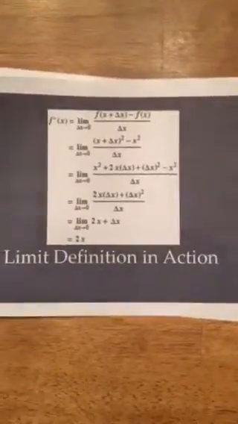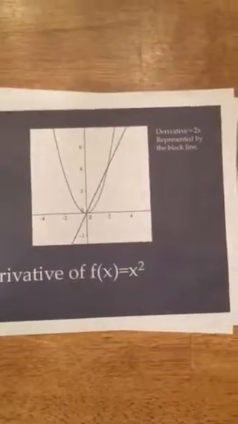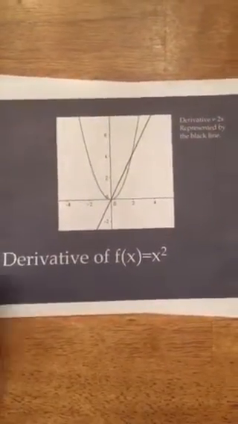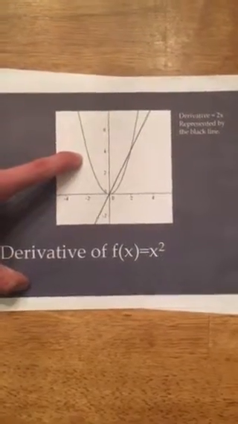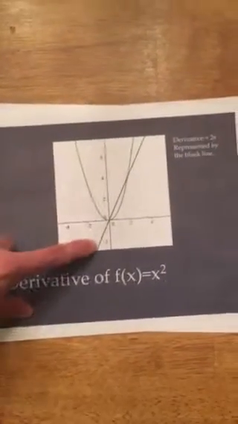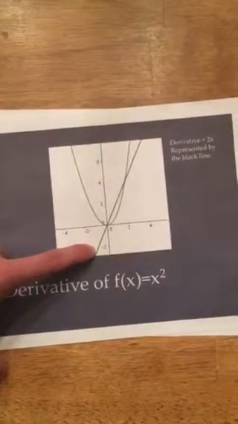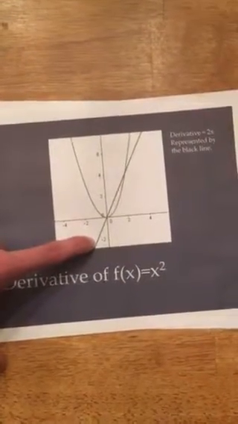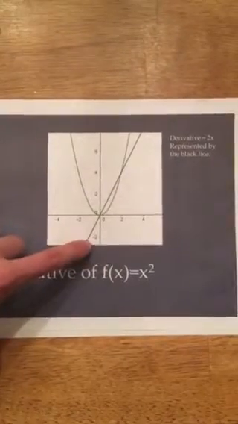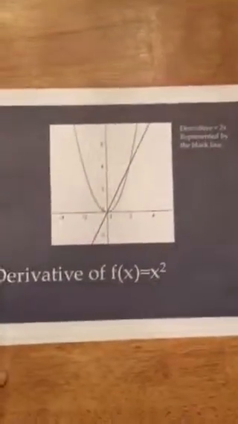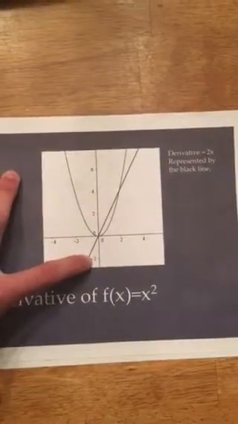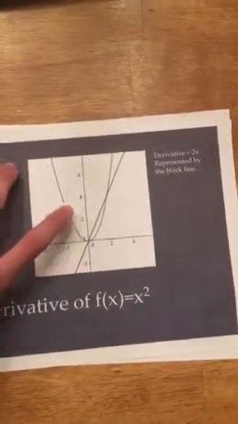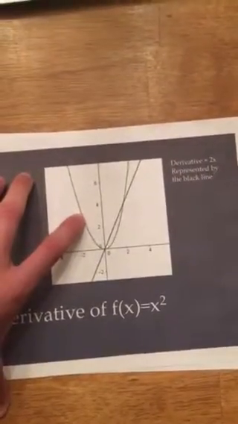And this equation, if graphed with the derivative, looks like this. So this is the quadratic equation, f of x equals x squared, and the black line is the derivative, which is 2x. So if you plug the same x value into these, you will find the black line's y value will give you the slope at any point along this green parabola.